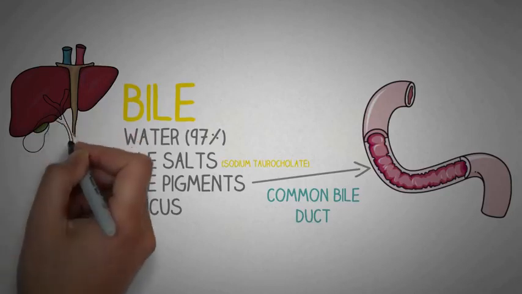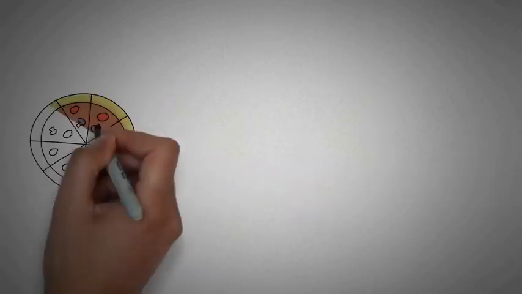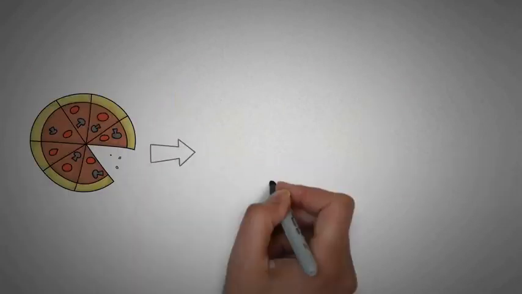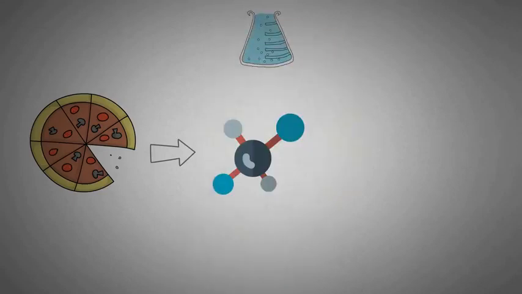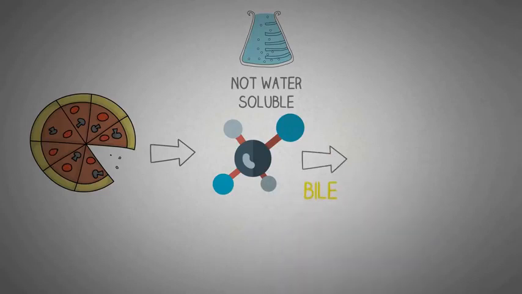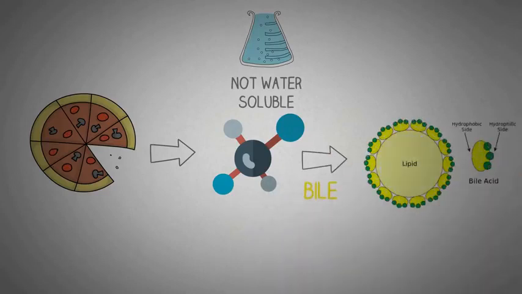The gallbladder is used to store bile and concentrate it. Since we eat a lot of fat in our diet which is not water soluble and cannot be absorbed as such, bile helps to emulsify the fats in the chyme and leads to the formation of micelles which are easy to digest and absorb.